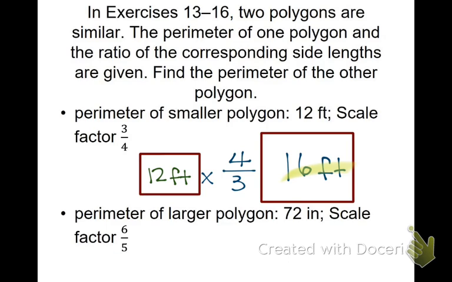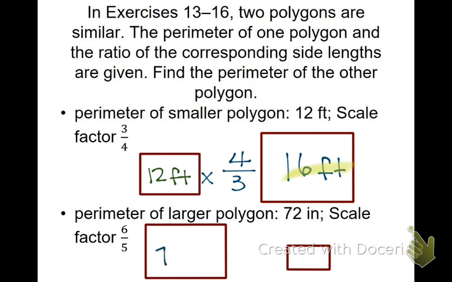Okay. The second, are we given the smaller or the larger? The larger. We got a larger one and a smaller one. The perimeter of the larger is 72 inches. It's the same thing as 6 feet. The scale factor is 6/5.